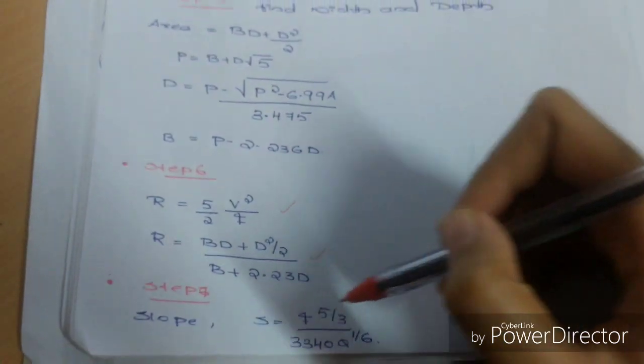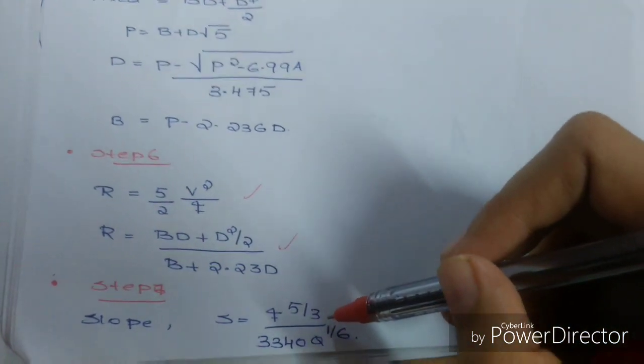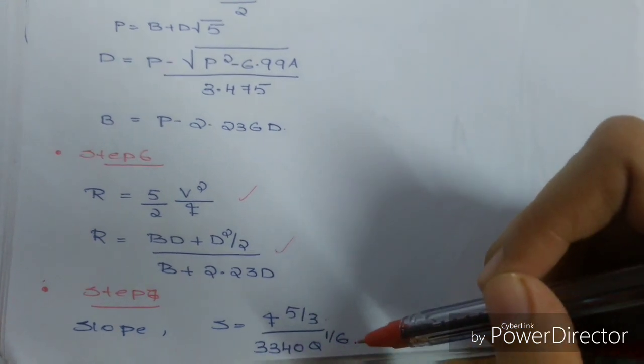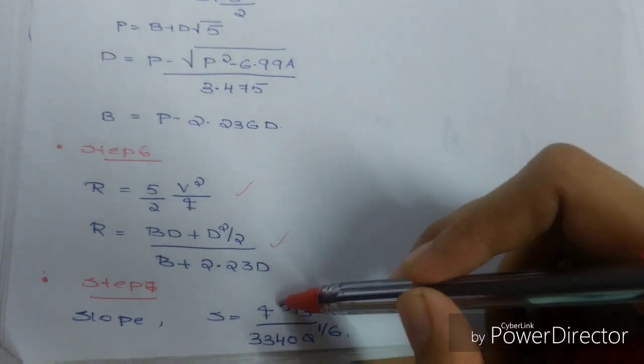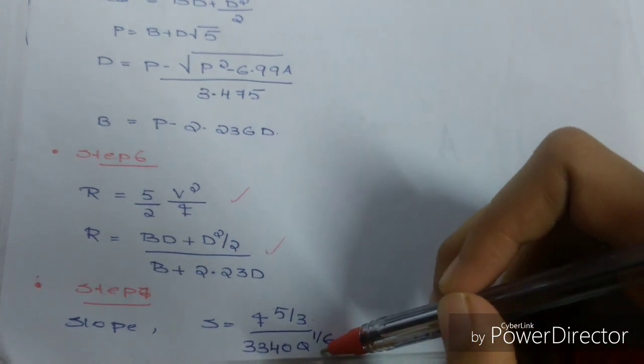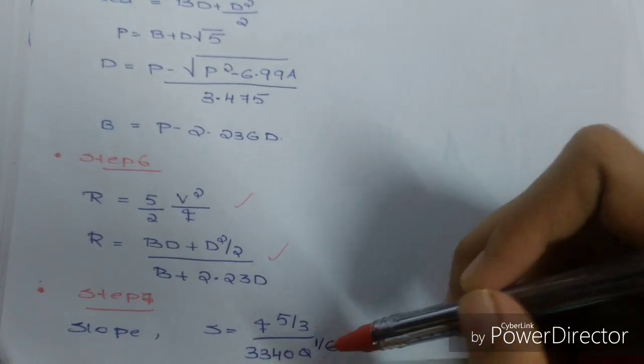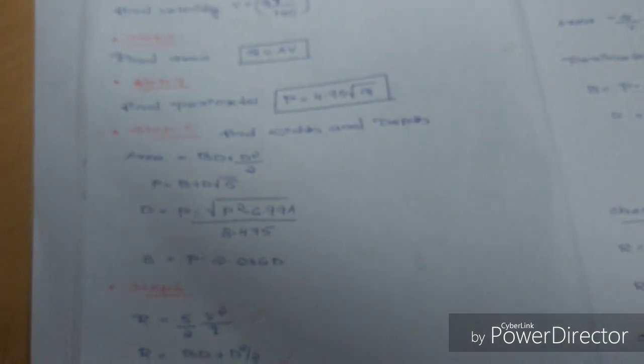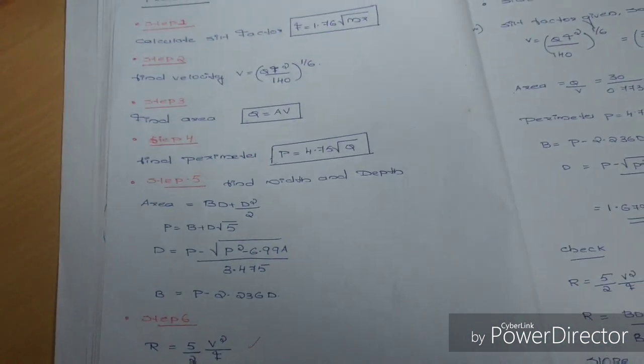In step 7, we will find the slope, that is S equal to f raised to 5 by 3 divided by 3340 Q raised to 1 by 6. We know f as the silt factor, and we know the Q, so we can calculate the slope. This is the general procedure, and these 7 steps are the procedure for that.